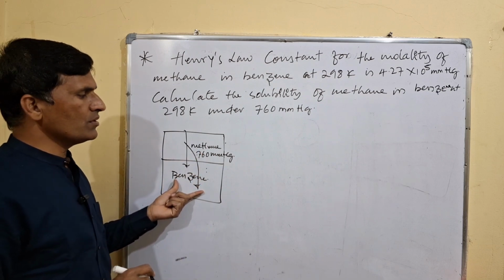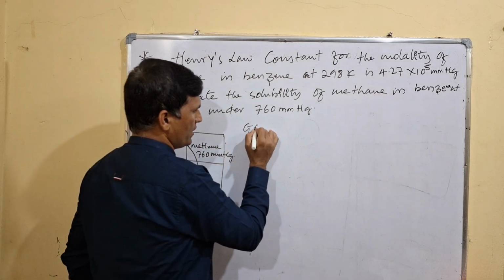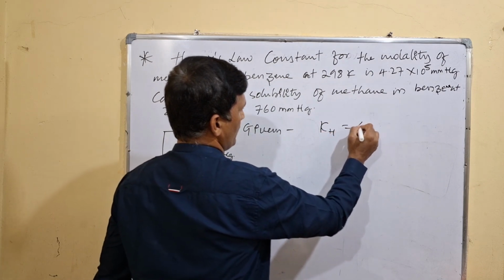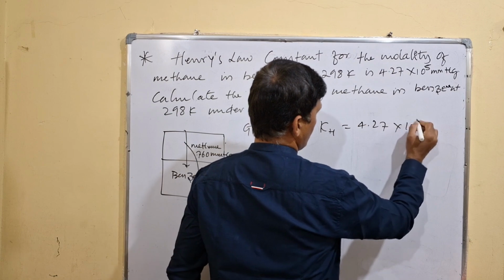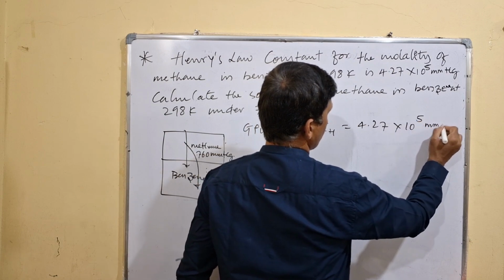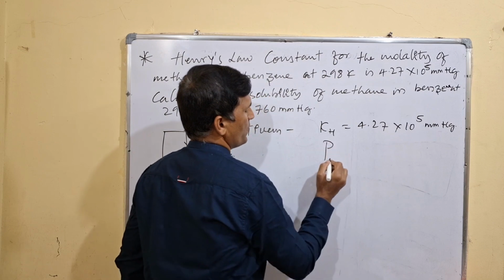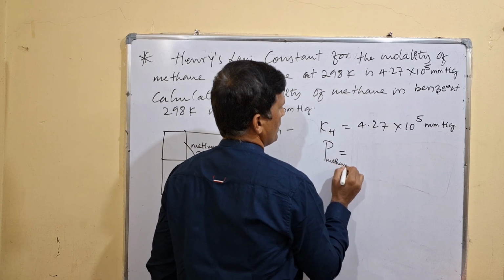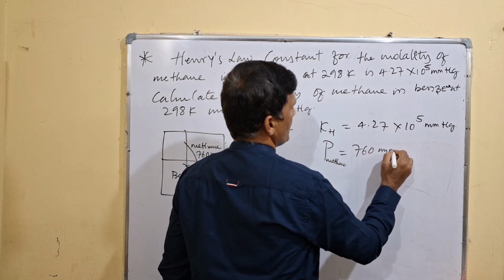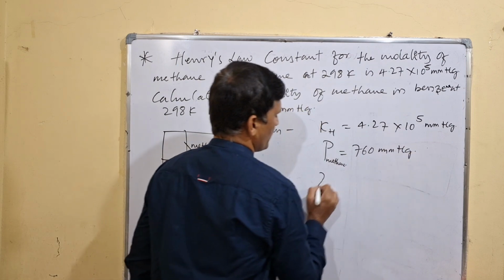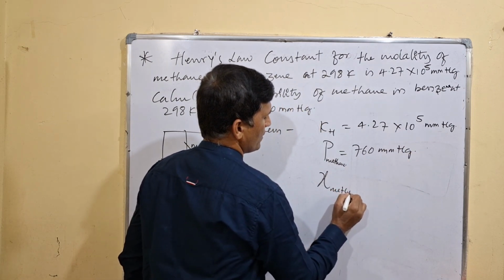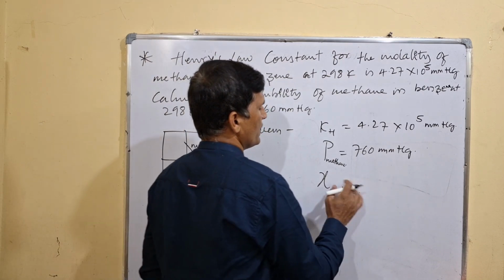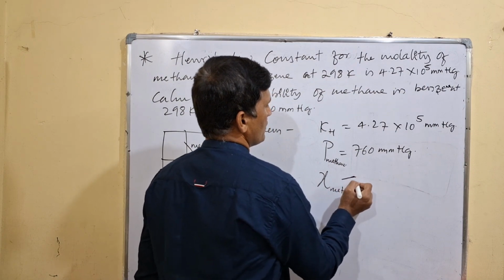Or the mole fraction of methane in benzene, that we are expected to calculate. The given quantities are KH, Henry's constant, 4.27 into 10 to the power 5 mmHg, and P, the partial pressure of methane, which is 760 mmHg. Now we are expected to calculate the mole fraction of methane in the given solution, that is, how much methane is being dissolved. So that we will see.